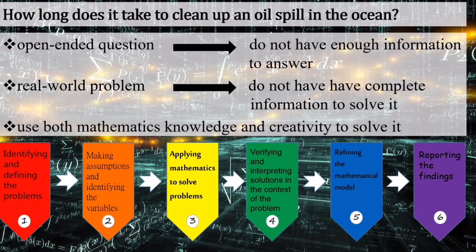There are a few important components in mathematical modeling. First, identifying and defining the problems. Second, making assumptions and identifying the variables. The third, applying mathematics to solve problems. The fourth, verifying and interpreting solutions in the context of the problem. The second last one, refining the mathematical model. And the last one, reporting the findings.